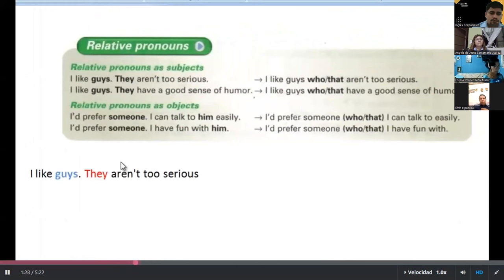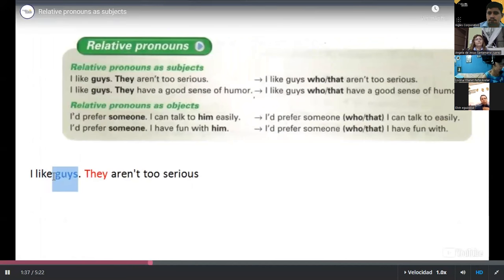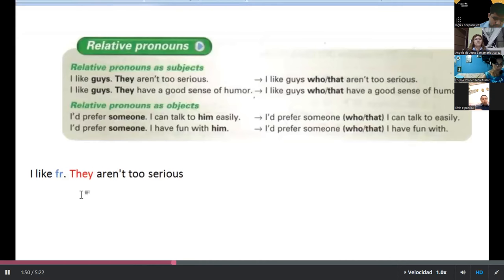The first example states, I like guys, they aren't too serious. If you notice up here, I colored the bottom part in blue, because that's what I want to focus on. This statement here could vary, it could change to different things, right? Like you can say, I like guys, I like friends, I like people. So that could vary, you could change that to whatever you want. You can have another phrase there, like I like to hang around people, I like to be with friends, etc. That phrase could change, not just necessarily I like guys.